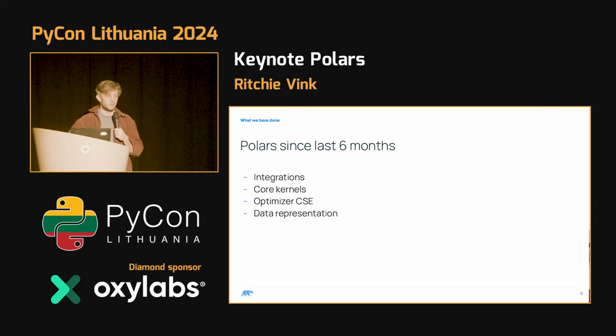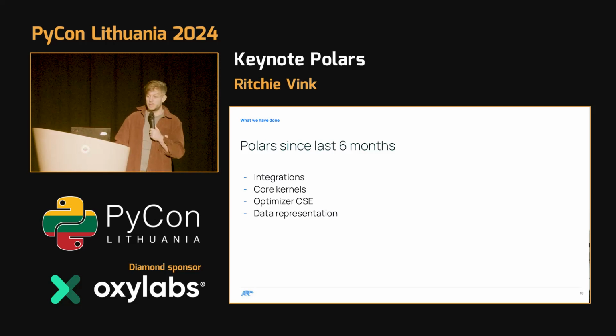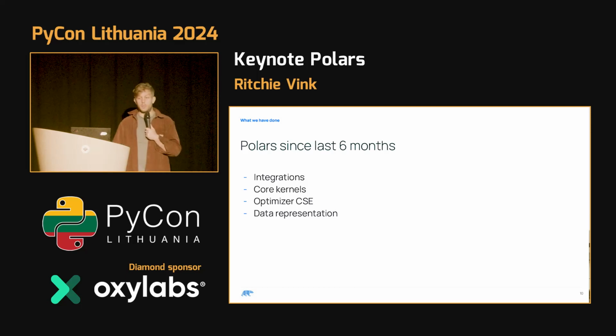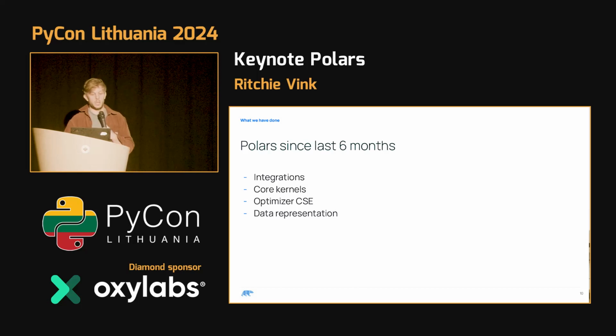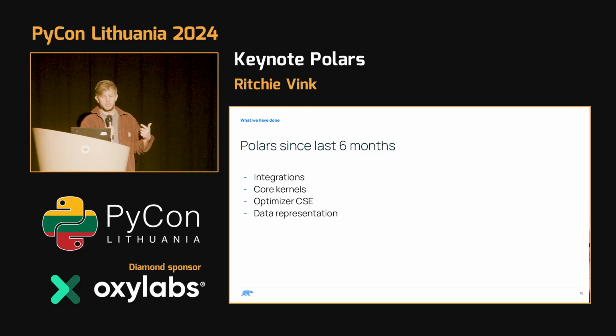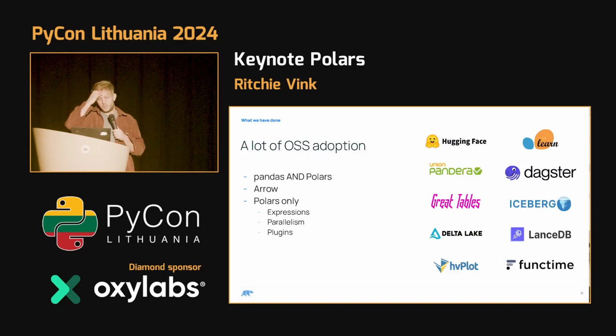We see Polars being adopted by large libraries and people seeing the trust in using Polars and having the benefits of Polars. And we have been looking in core kernels. I'm going to go into this a little bit later, and we have done some optimizations, and I want to point out one. And I want to talk a bit about data representation. We've done a large refactor, and I also want to point out this one. So the first one is a lot of open source adoption.